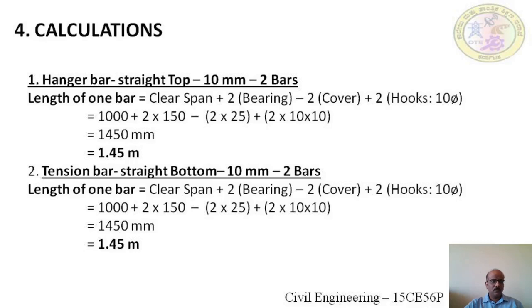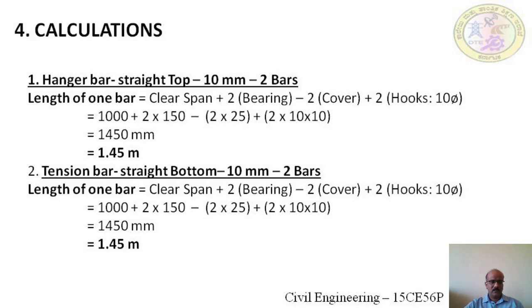Now, calculation of the cutting length of the straight bars. The first bar is a hanger bar, a straight bar at the top, that is 10 mm bars, 2 numbers. The length of each bar will be equal to the clear span plus bearing on either side, which gives you the out-to-out distance. From that length we need to deduct two end covers, that is the 25 mm cover we provide for the reinforcement. Then we need to add two hook allowances, on either side.